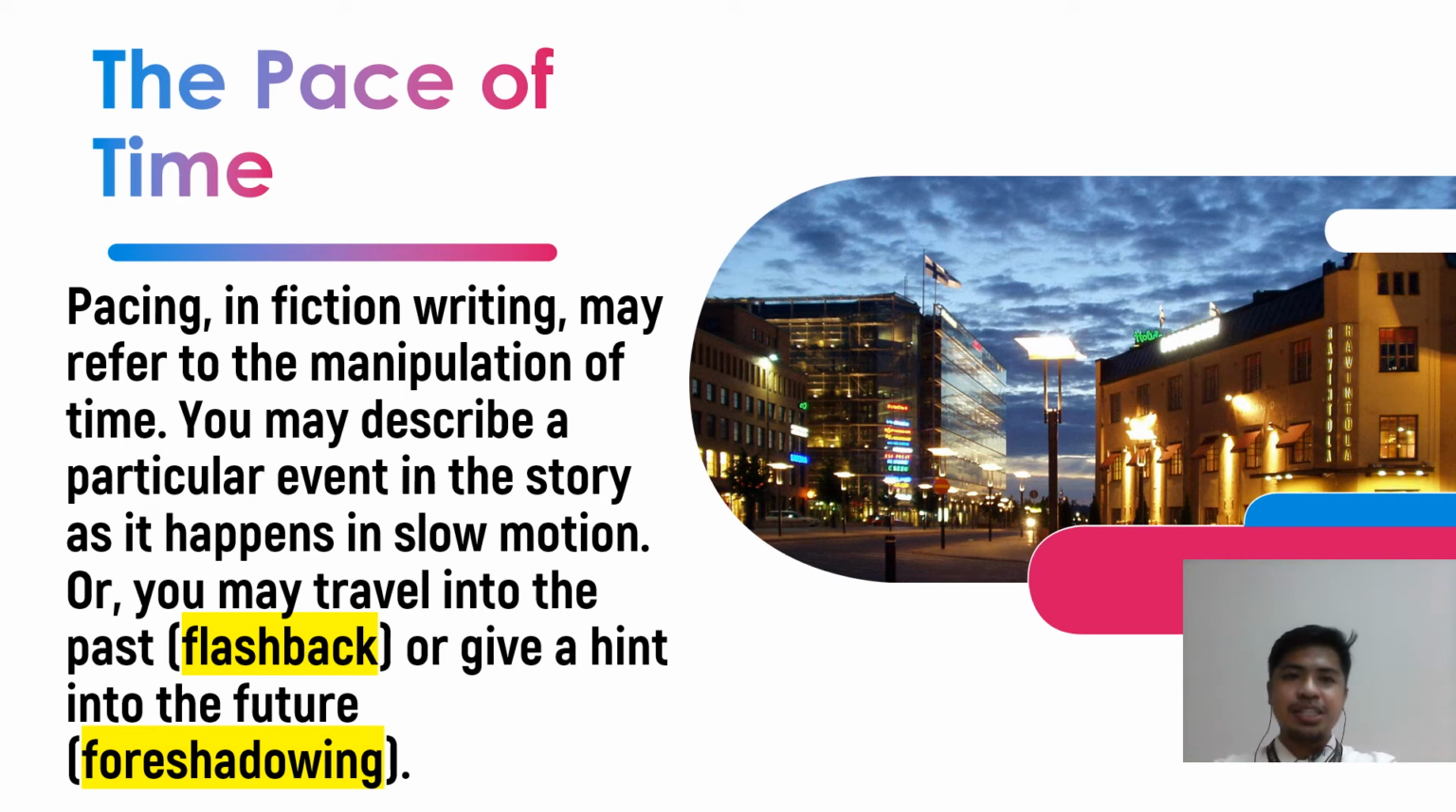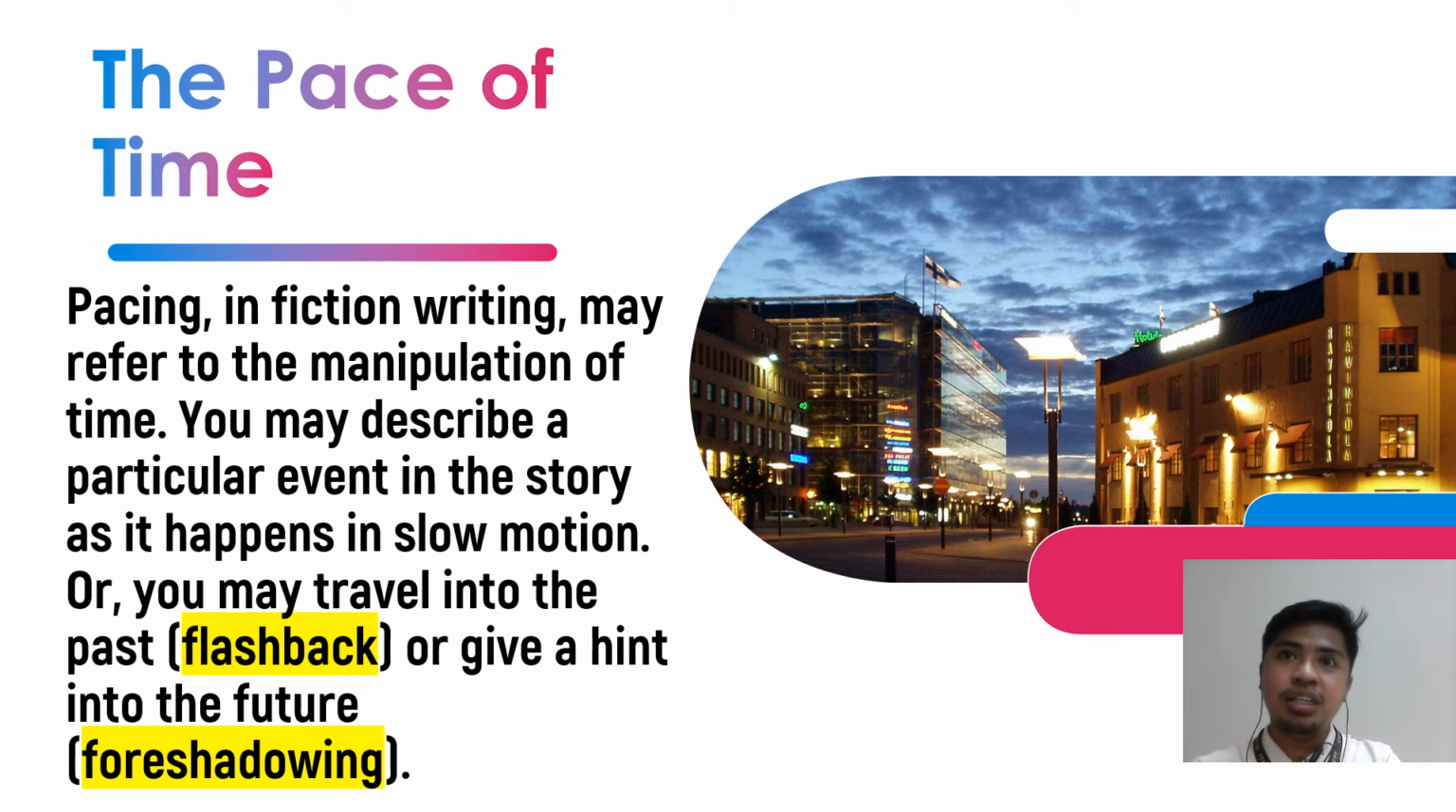Now let me proceed with the pace of time. Do we just write a short story in a specific time of day all throughout the story, or is it possible that we can manipulate the pacing of time? Because that's possible in fiction writing. Remember, this is a product of our imagination, and imagination is limitless. When we say pacing in fiction writing, it refers to the manipulation of time. For example, I want to describe an event in the story in slow motion, as it happens in slow motion. Yes, I can do that.